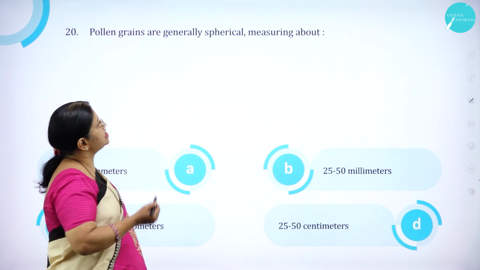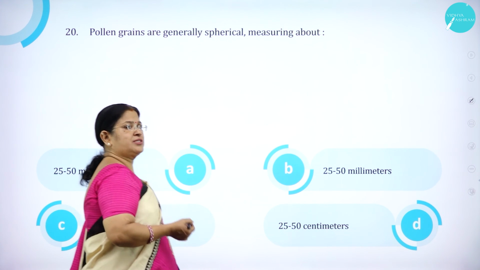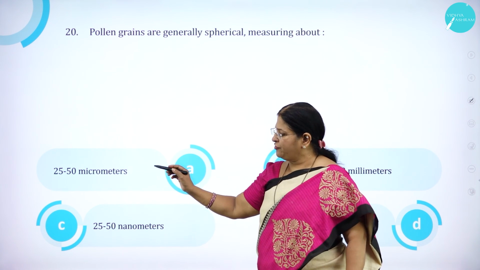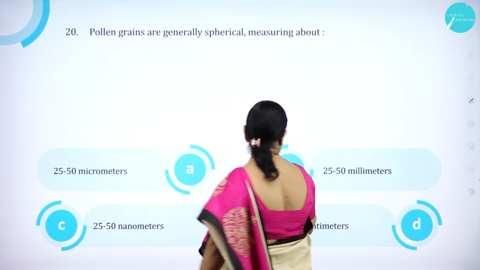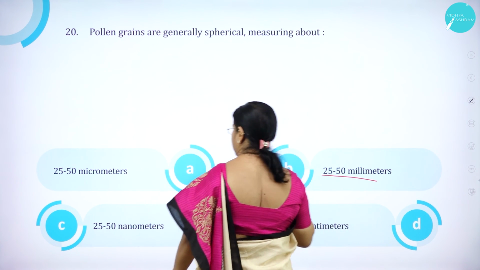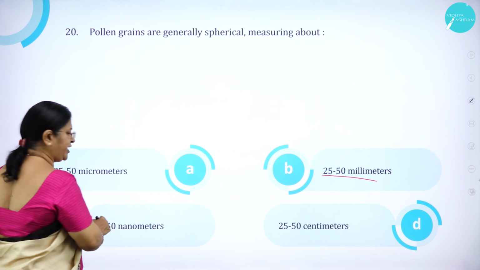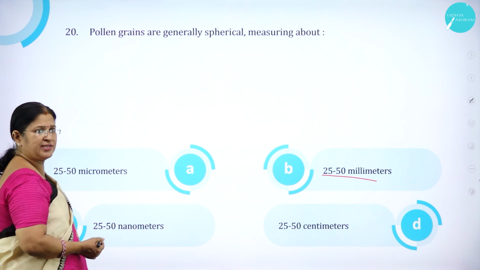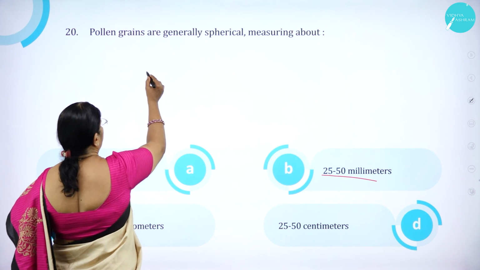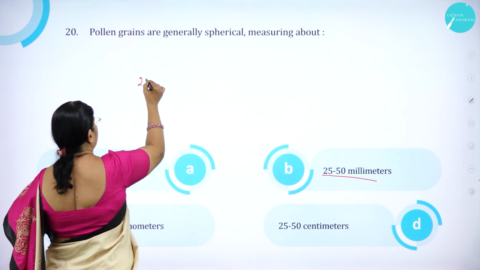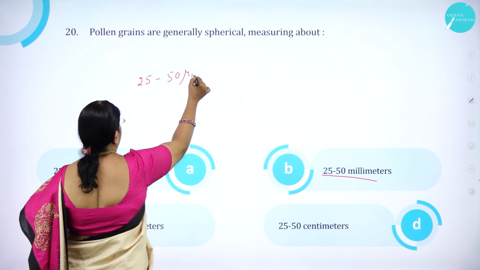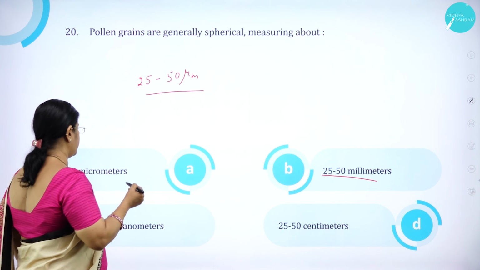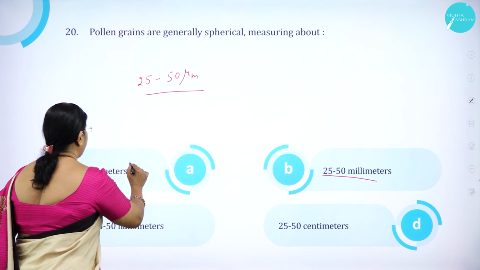Pollen grains are generally spherical, measuring about. So what is the measurement of a pollen grain? Option A, 25 to 50 micrometers. Option B, 25 to 50 millimeters. Option C, 25 to 50 nanometers. And option D, 25 to 50 centimeters. Usually the pollen grain is spherical, measuring around 25 to 50 micrometers. So option A is correct.